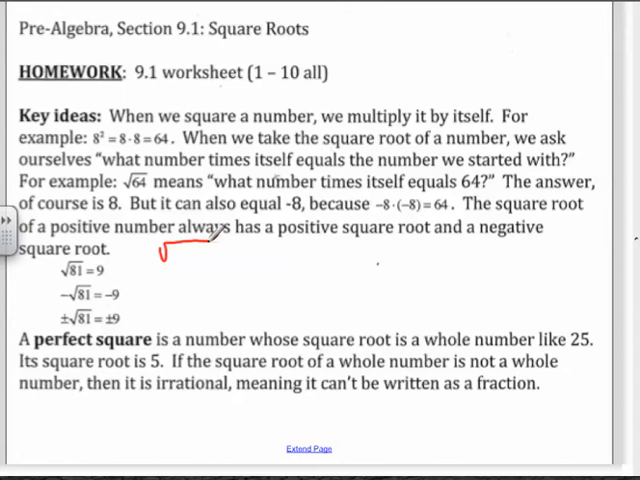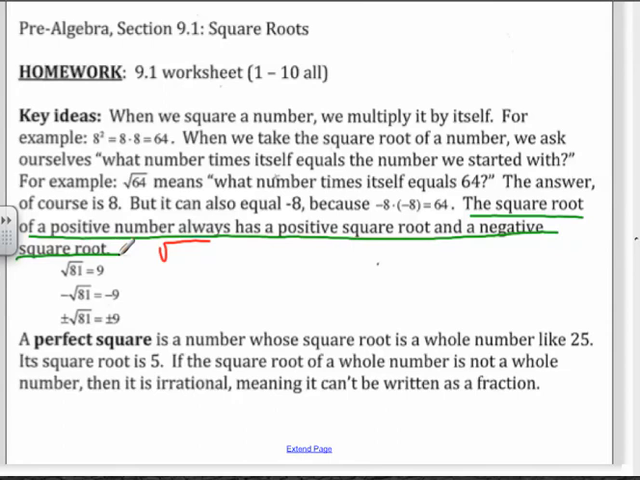But it can also be equal to negative 8, because negative 8 times negative 8 is positive 64. So something that we have to remember here is that the square root of a positive number always has a positive square root and a negative square root.